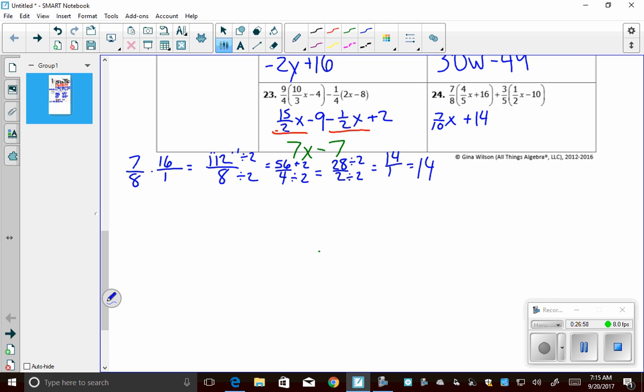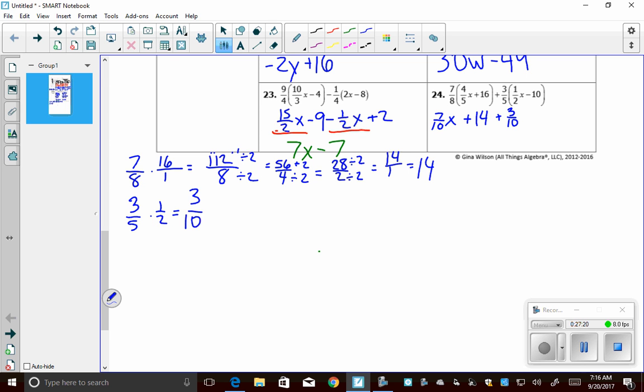Then I have to distribute the 3/5. So I'm going to do 3/5 times 1/2. Multiply the top, I get 3. Multiply the bottom, 3/10. 3/10 won't reduce. So I'm going to add 3/10.